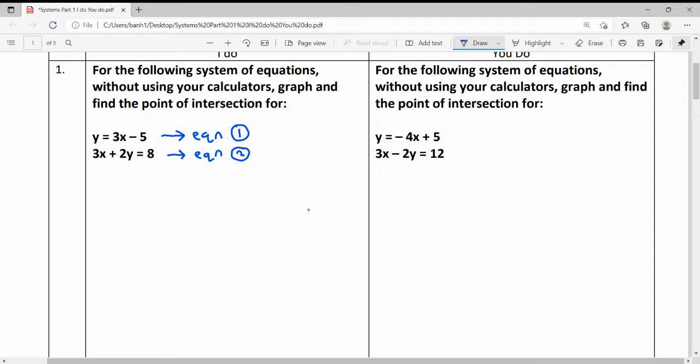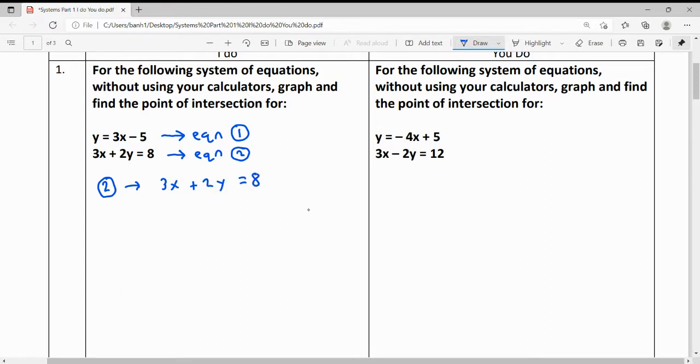Now what I want to do is isolate for y for both of my equations. In this case, equation one is already isolated for y, so I don't have to do anything with that. But equation two is not in y equals form, or y-intercept form, so I want to isolate for it. So let's start by doing that. Equation 2: 3x plus 2y equal to 8.